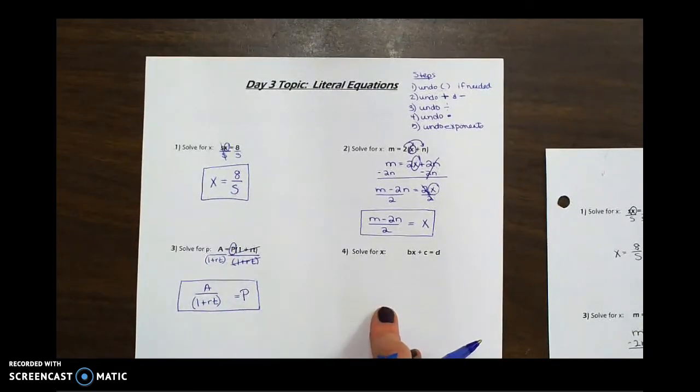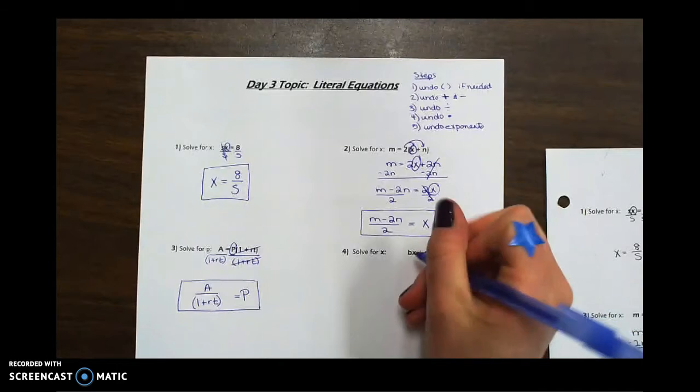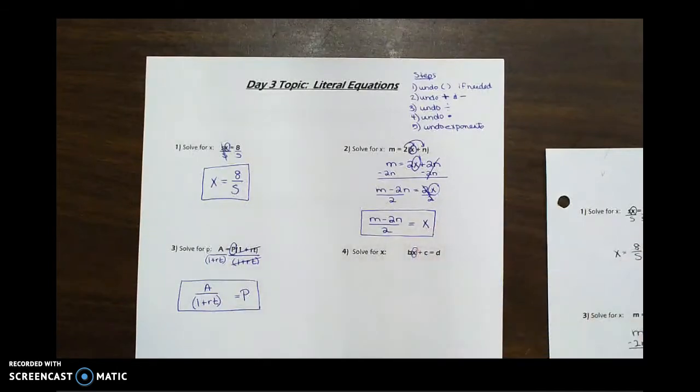Okay, let's take a look now at number 4. Solve for x. So I'm going to circle the x. Why don't you go ahead, put the video on pause, and I'd like you to try this one on your own.